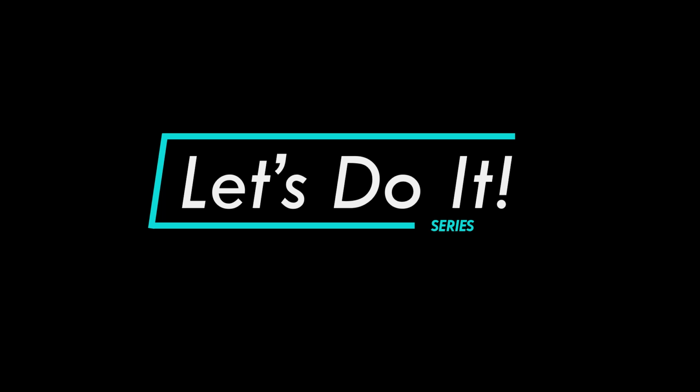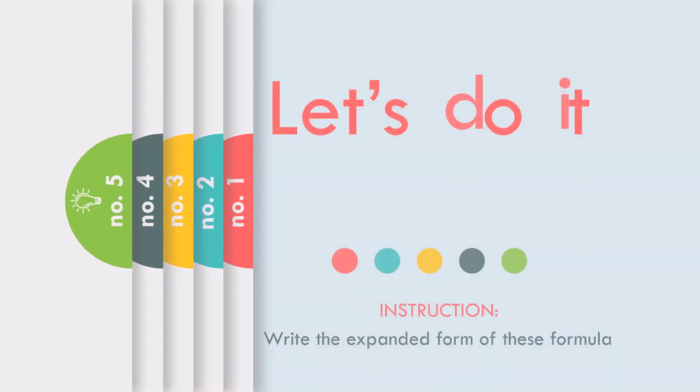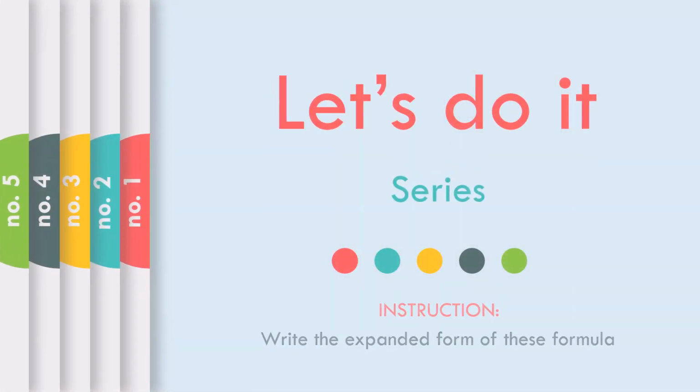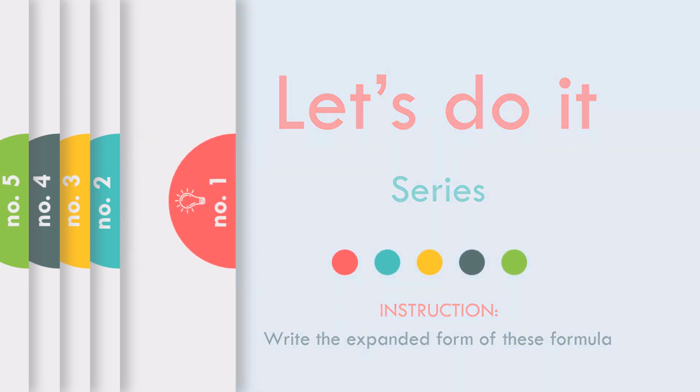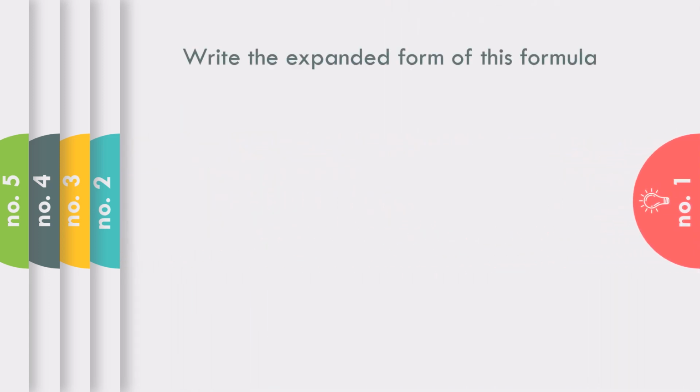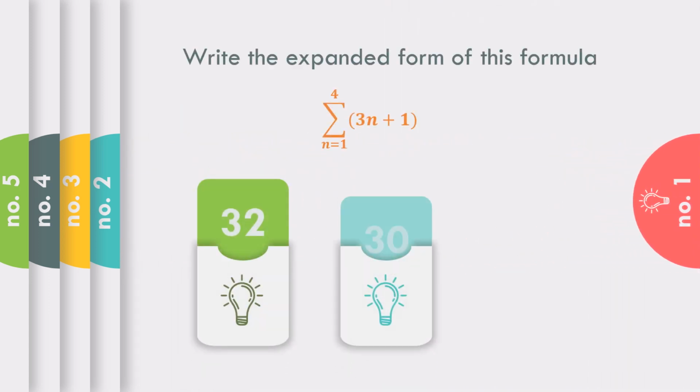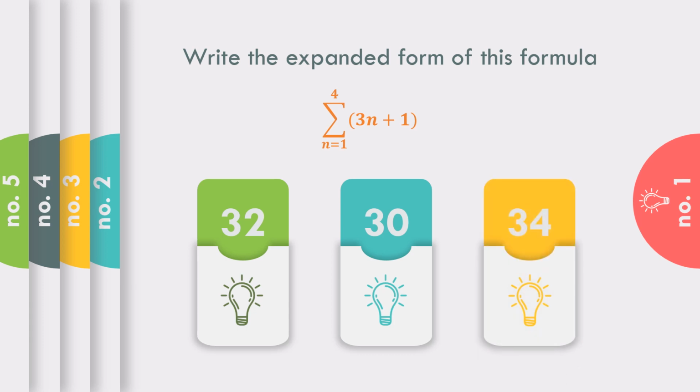Okay, let's do it. So the instruction: write the expanded form of this formula. Summation of 3n plus 1, n equals 1 to 4. What do you think is the answer? Is it 32, 30, or 34? Correct. The answer is equal to 34.